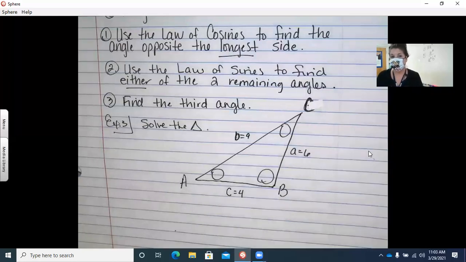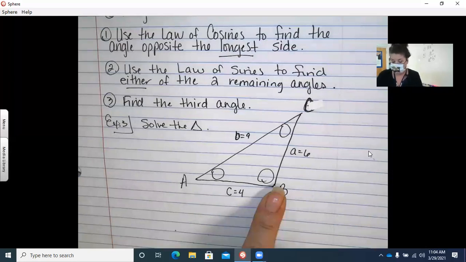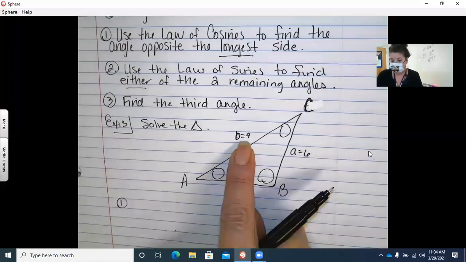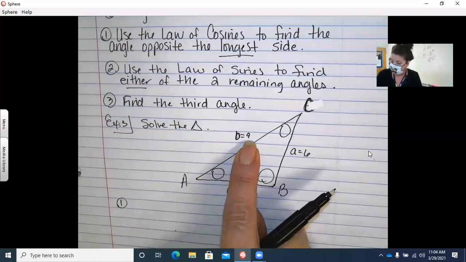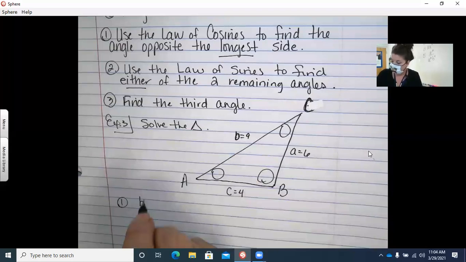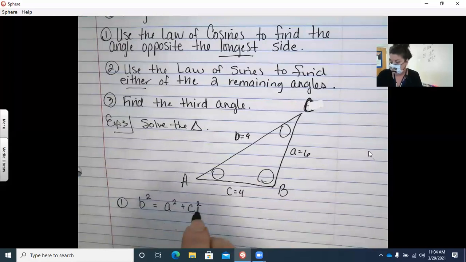All right, step 1, use the law of cosines to find the angle opposite the longest side. So my longest side was side B. So we're going to find the angle opposite of that, angle B. Since it's the B that we're using, we'll use the law of cosines that has the B squared isolated. So B squared equals A squared plus C squared minus 2AC times the cosine of B.